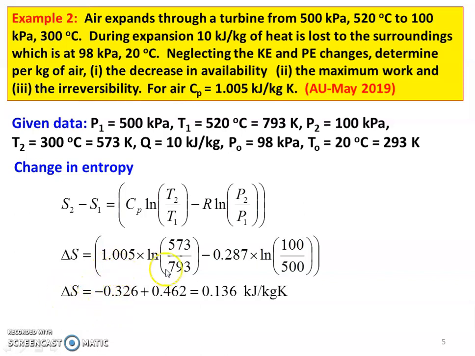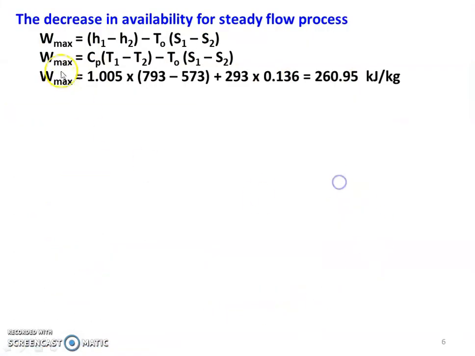So calculating, delta S equal to first term minus 0.326. The second term also is minus, so minus and minus makes plus 0.462, equal to 0.136 kilojoules per kilogram Kelvin. So, change in entropy is 0.136 kilojoules per kilogram Kelvin.